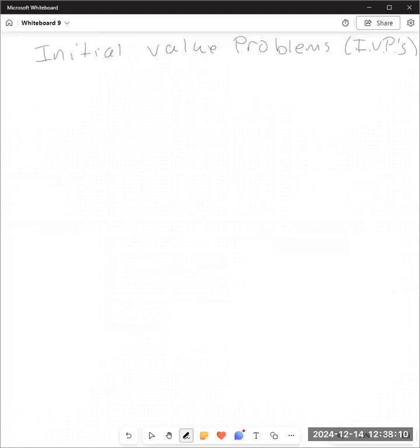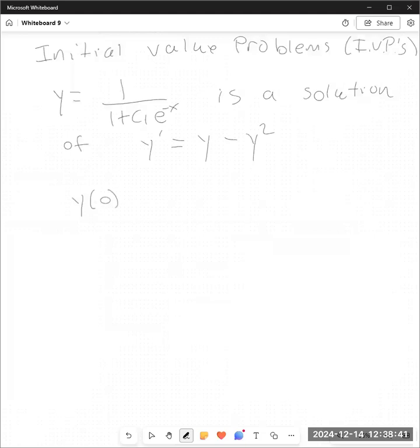So we have y equals 1 over 1 plus c1 e to the negative x is a solution of the given differential equation y prime equals y minus y squared. So we want to now give you the initial condition that y of 0 needs to be equal to negative 1/3 and find the specific c1 that makes this true.